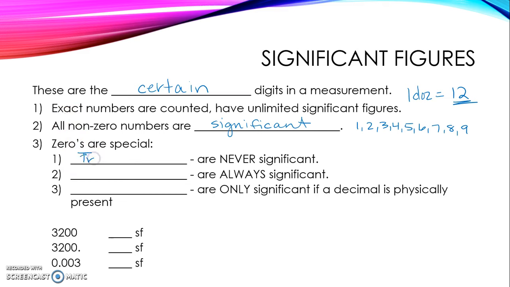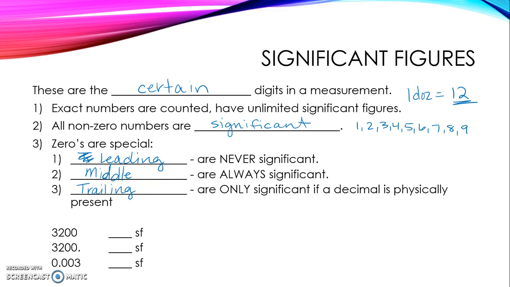We have leading zeros. If a 0 is at the beginning of a number, it doesn't count towards the number. It's not significant. It's simply a place value. It's holding a place. So a leading 0 or zeros at the beginning are never significant. All right, what about the middle zeros, the ones that are sandwich zeros? Those are always significant. And then the trailing zeros, or the ones that are at the end of a number, are only significant if a decimal is physically present in that number.